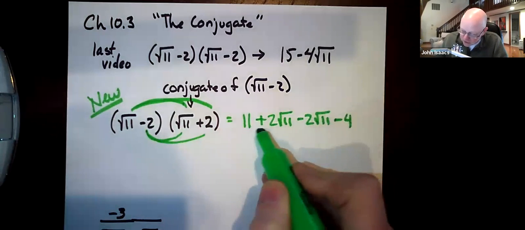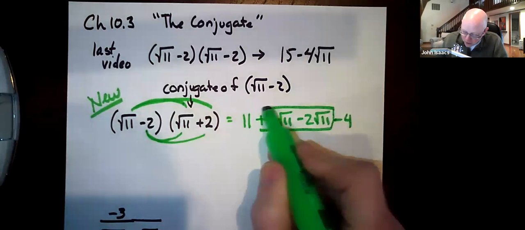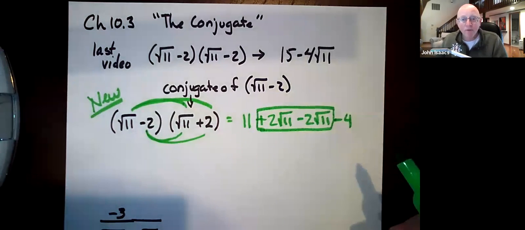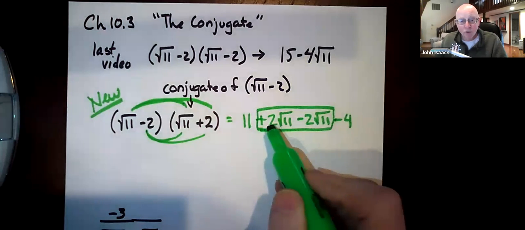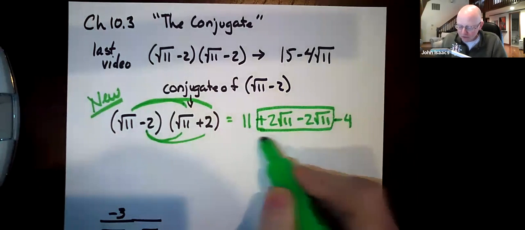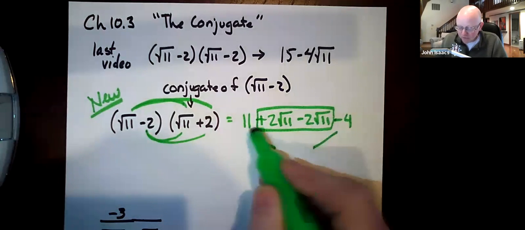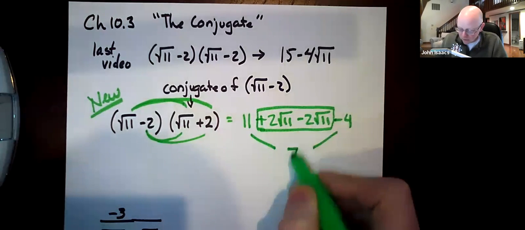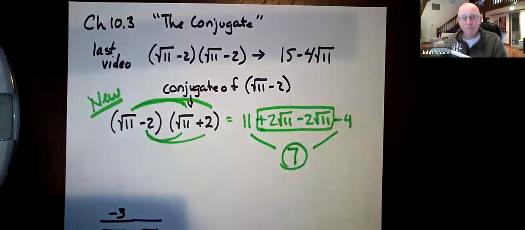Now notice that these two terms are going to go away. They are like terms, but they are opposites of one another. We have 2 root 11s and minus 2 root 11s. So they go away, and all that's left is 11 minus 4. So that equals 7. Okay.